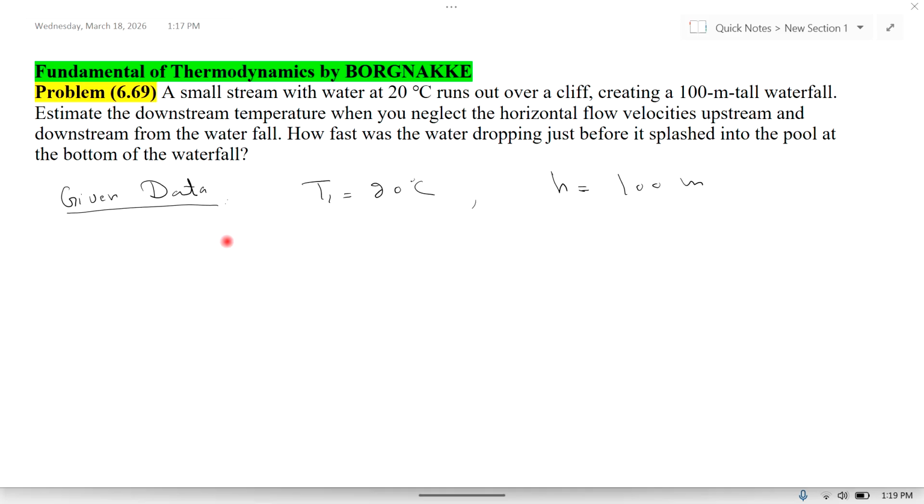When we neglect the velocities, find the value of velocity v, and estimate the downstream temperature. Find temperature T2. Required is to find the final temperature T2. How fast was the water dropping just before it splashed into the pool? Find the velocity. So here we start the solution.